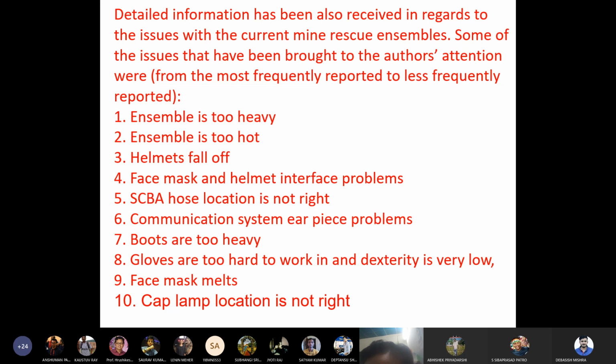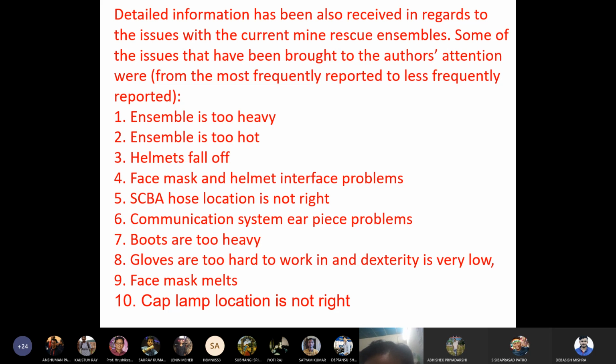Gumboots are too heavy to carry from one place to another. Gumboots which they wear are too heavy to walk in from one place to another. Gloves are too hard to work in and dexterity is very low. Face mask melts in hot air in high temperature areas. Cap lamp location is not right.